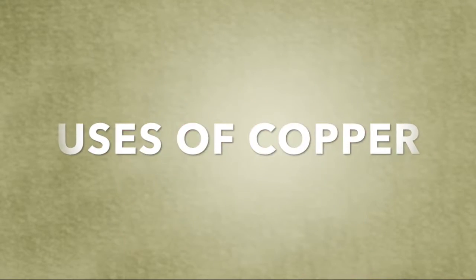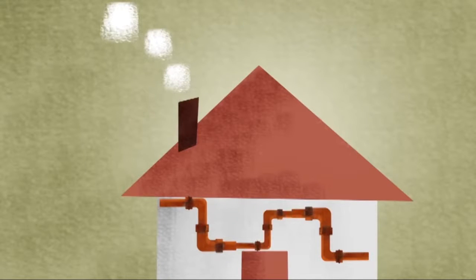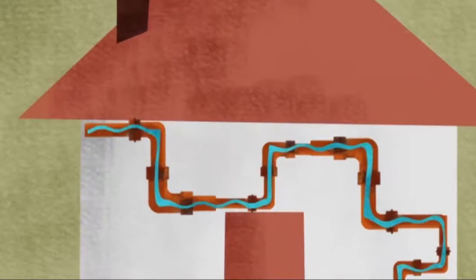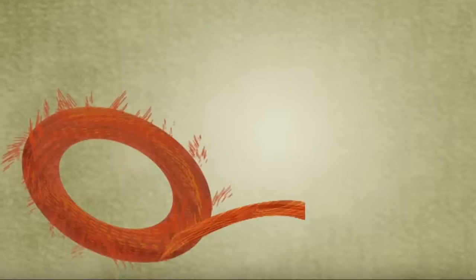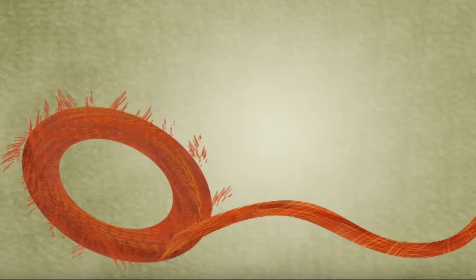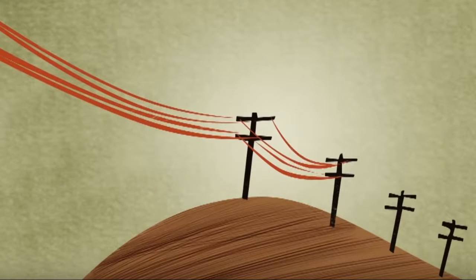Uses of copper include water pipes. There may be water pipes running through houses, carrying water. And because copper is bendable and a good conductor, it can be used to carry electricity from place to place.